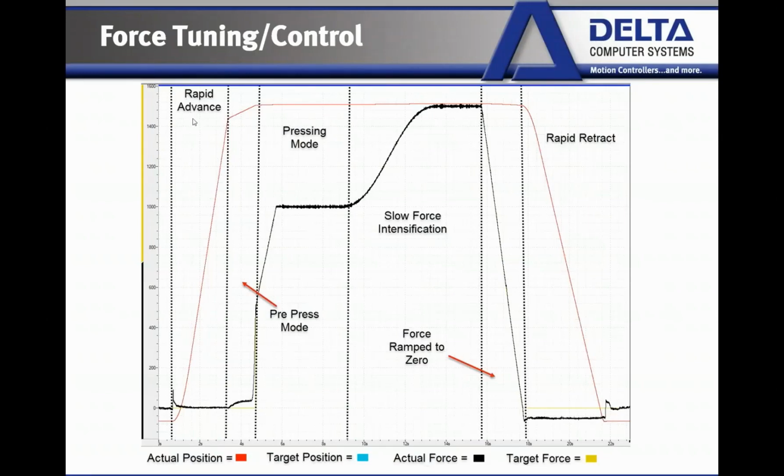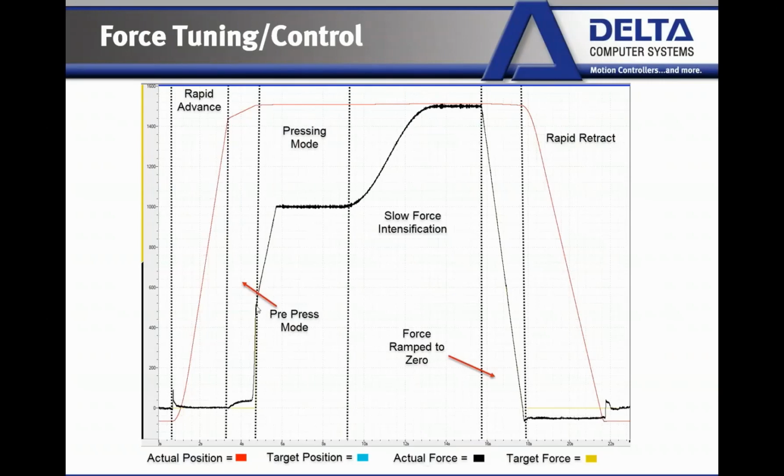So first part of our cycle, we've got a rapid advance. We want to quickly accelerate, quickly move with high velocity right before we make contact with that physical part. We don't want to slam into the part. We want to go really quickly right above it, slow down. And so here's our pre-press mode. We're slowing down right before we make contact with that material. You can see that this black line hasn't quite gone up yet. It's just slowing down, but it hasn't really made contact. Then as we're slowing down, once we see a little bit of force, we're going to go into our pressing mode. We're going to go into force control here.